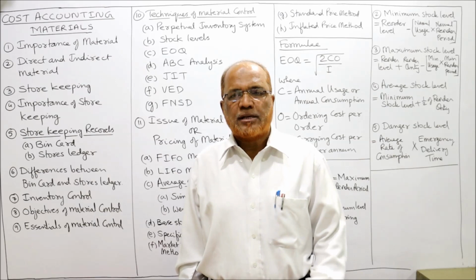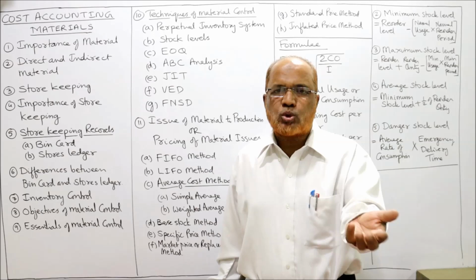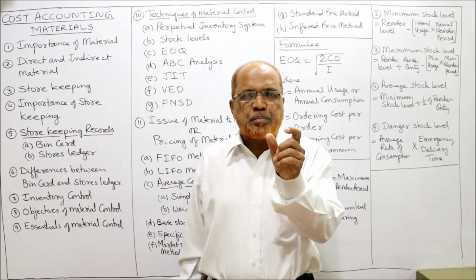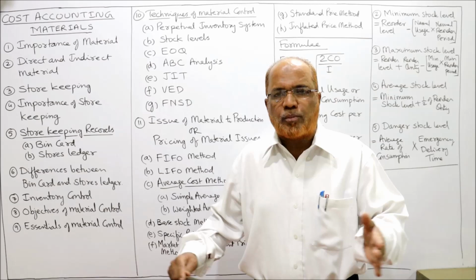Similarly, in the textile industry, cotton is the main direct material. In the case of sugar, the main raw material is sugar cane. So these are direct materials. Indirect material is that material which is not specifically consumed for a particular product, but is consumed among all the products. It is not specifically chargeable to a particular product.